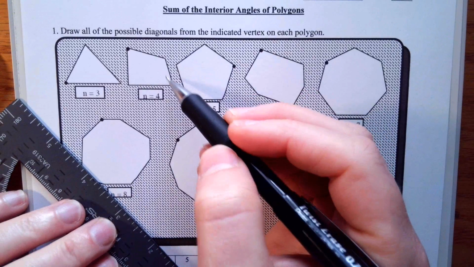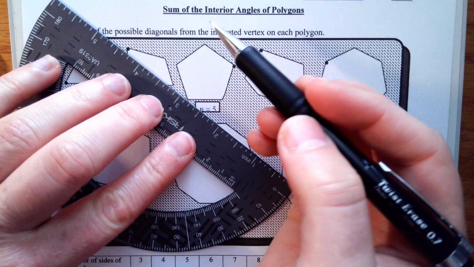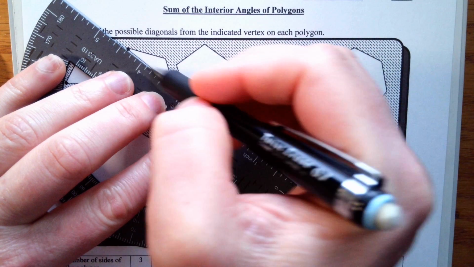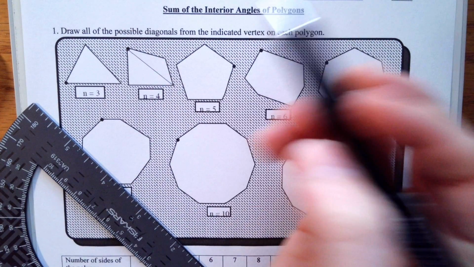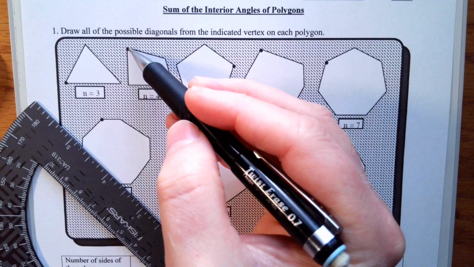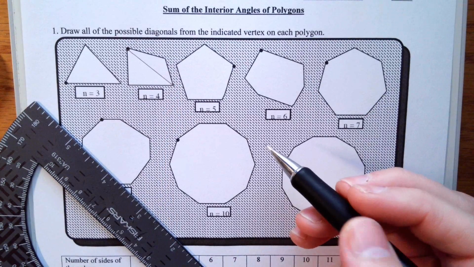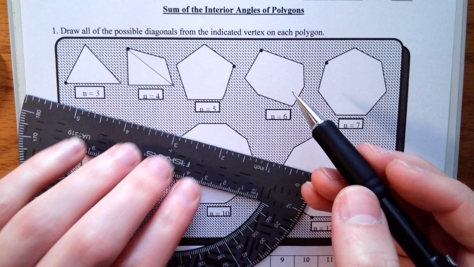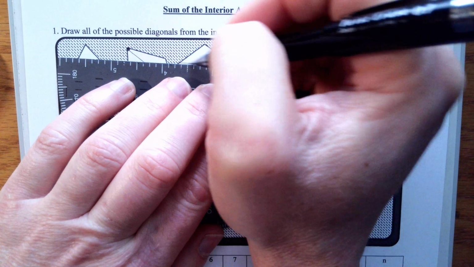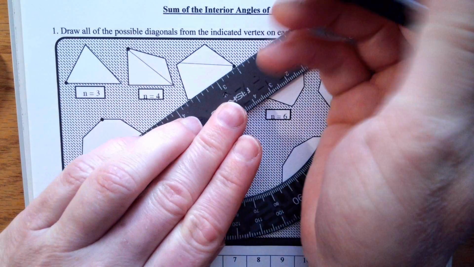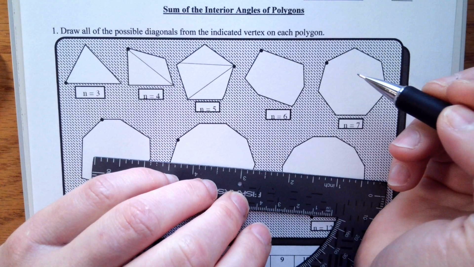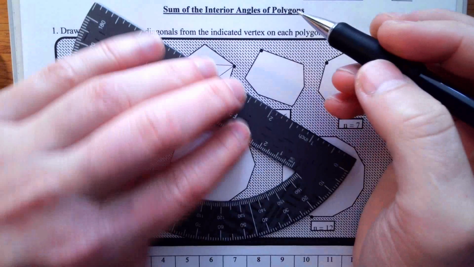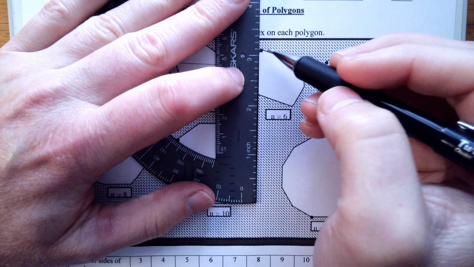In this quadrilateral, from that vertex, we'll draw a diagonal there. Now, of course, there's another diagonal, but we're only worried about the diagonals from that one vertex. In this pentagon, we will draw a diagonal here, and then right here. In the hexagon, we will be drawing 3 diagonals.